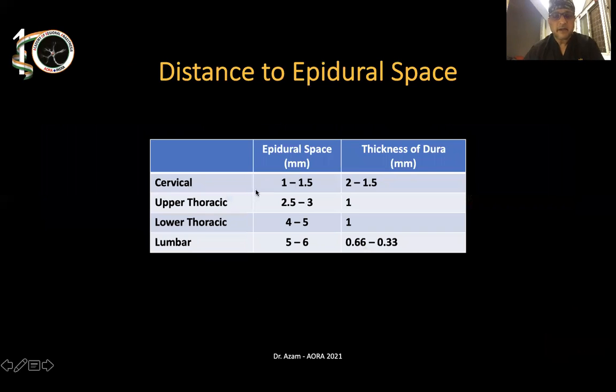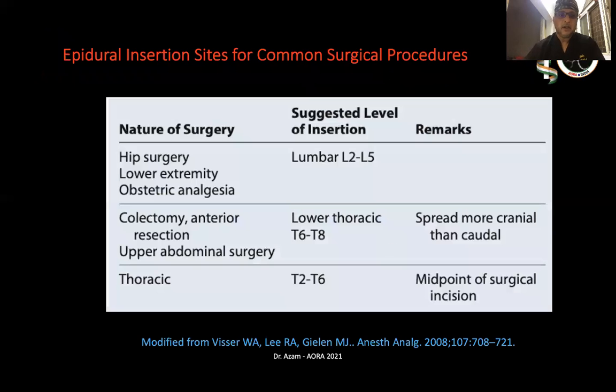Now, distance of epidural space here is in cervical, it is about 1 to 1.5 mm, whereas in lumbar, it is about 5 to 6 mm. The thickness of dura is very thin, that is 0.66 mm to 0.33 mm. Right. Now, lumbar, that is the suggested level for the nature of the surgery is if you insert a catheter between L2 and L5, we can take care of hip surgeries, lower extremity surgeries, and obstetric analgesia.